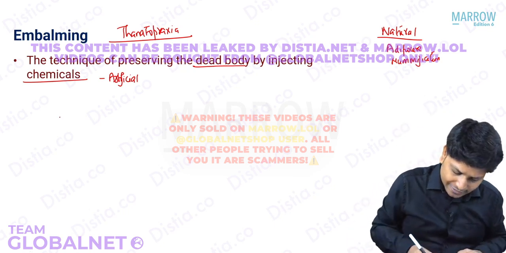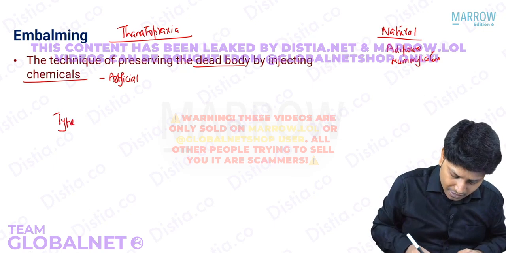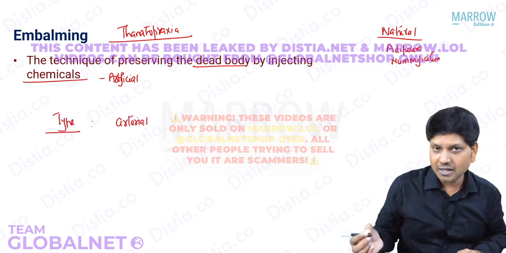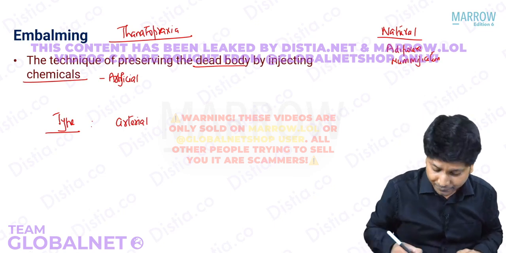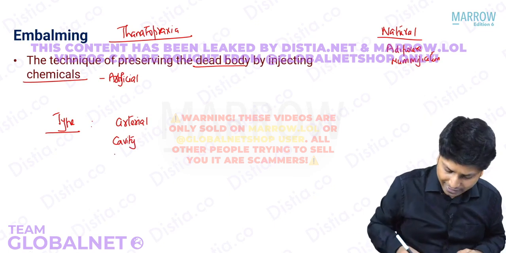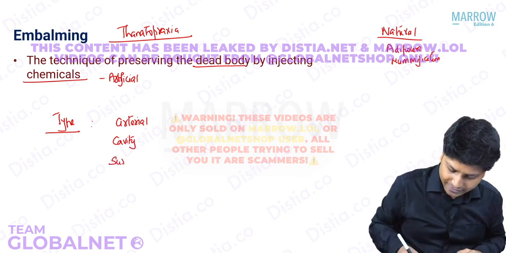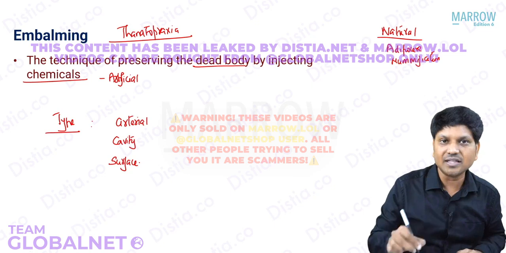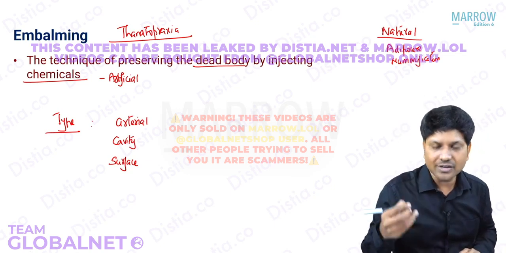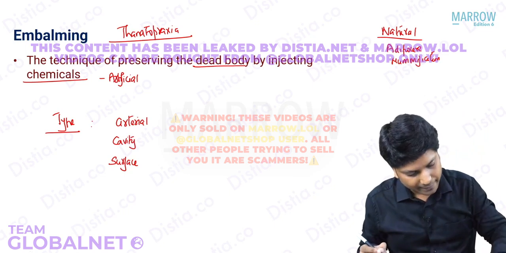See, what are the different types of embalming? Do remember, number one, arterial embalming, wherein we are injecting the chemicals into the arteries. Right? Cavity embalming, right? As the name implies, it's about the cavity. And you can also say surface embalming, wherein we are injecting into the skin, the dermis. You can remember arterial, cavity, and surface embalming.